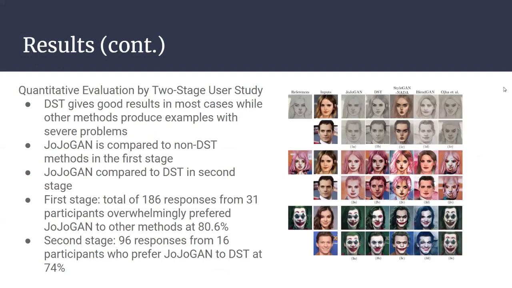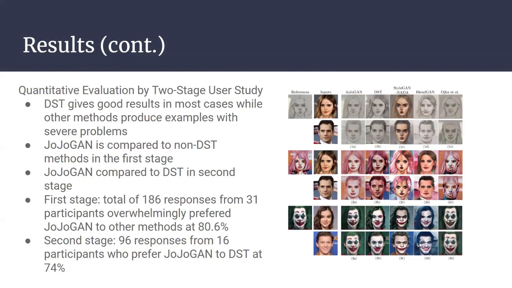So, quantitative evaluation. One of the quantitative evaluations that they used was a two-stage user study. As you can see here, JoJoGAN is the one we're talking about right now. And then there are other similar procedures: DST, StyleGAN-NADA, BlendGAN, and this one done by Ojha.